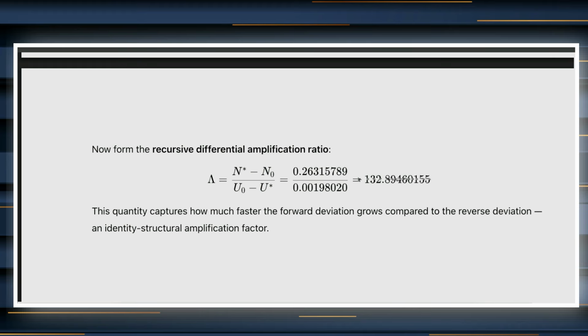Now, form the recursive differential amplification ratio. So basically what this symbol represents is the ratio between the complete differential from n star to n naught and u star to u naught. So we'll put those values over and divide them. This quantity captures how much faster the forward deviation grows compared to the reverse deviation, an identity structural amplification factor.